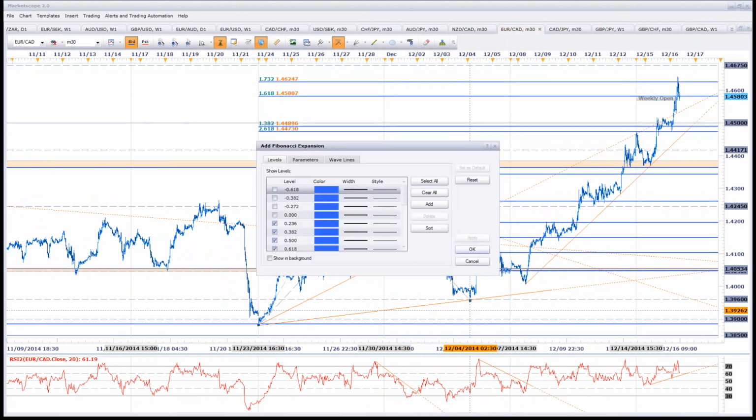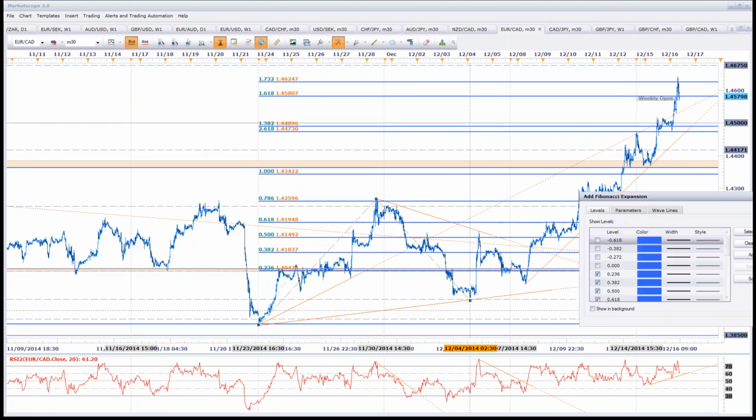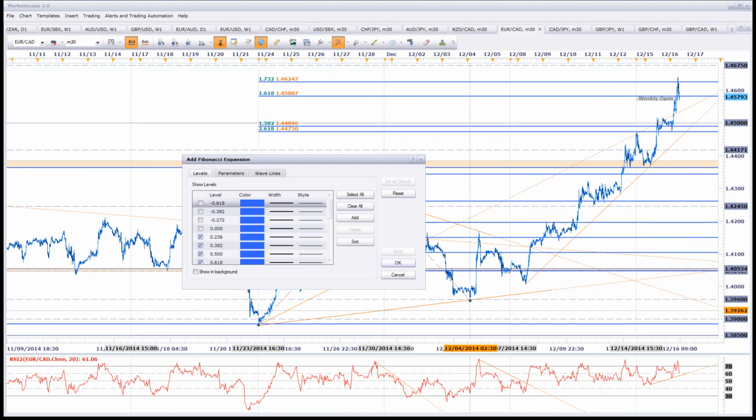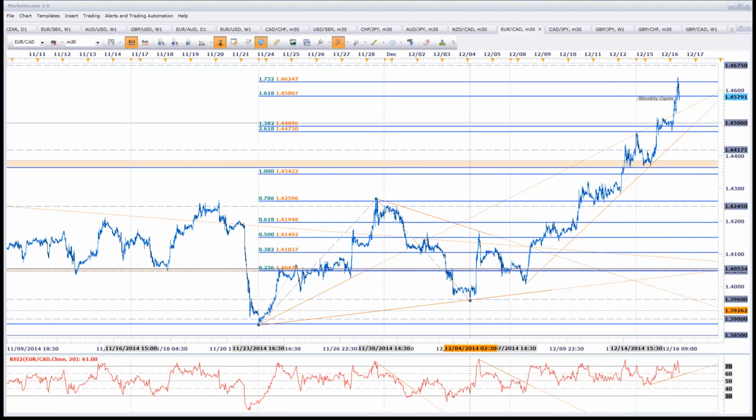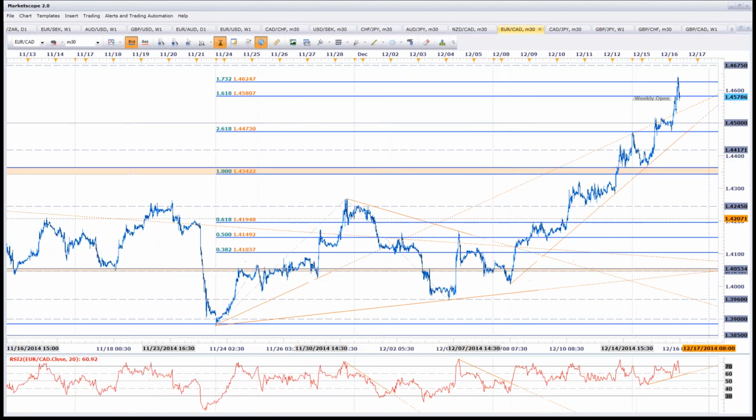We'll leave that one. 786, don't need that. 38. All right. So here's what I'd be looking at near term. Actually, I'd move this highlighted region right down there. That's going to be your key support.